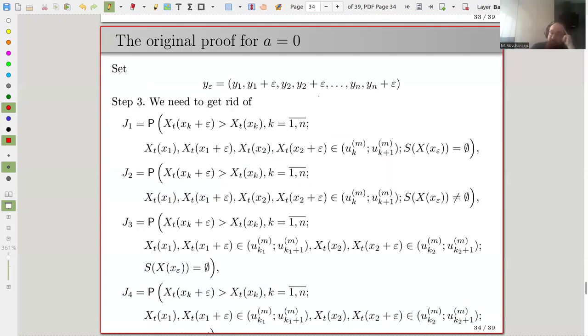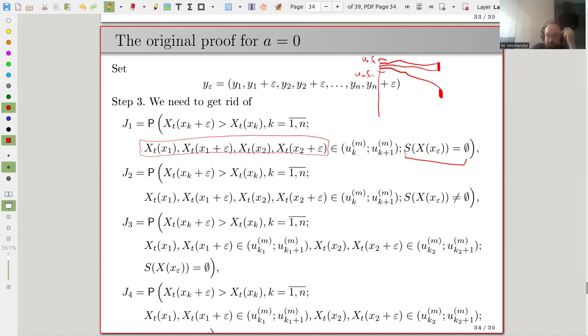And exactly as in the original version for zero drift, we need to get rid of a number of summands. So we consider the case where there is no intersections and two different intervals hit in between the same pair, u_k, u_{k+1}. So here this interval goes and this interval goes. Alternatively, we consider the case where there is coalescence, which means that this particle and this particle merge. And now we consider the cases where two intervals miss.